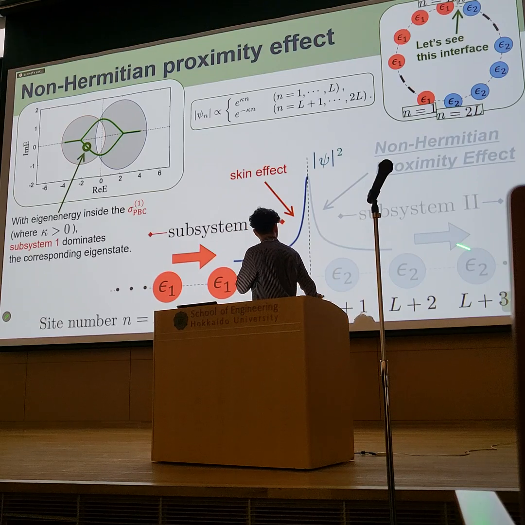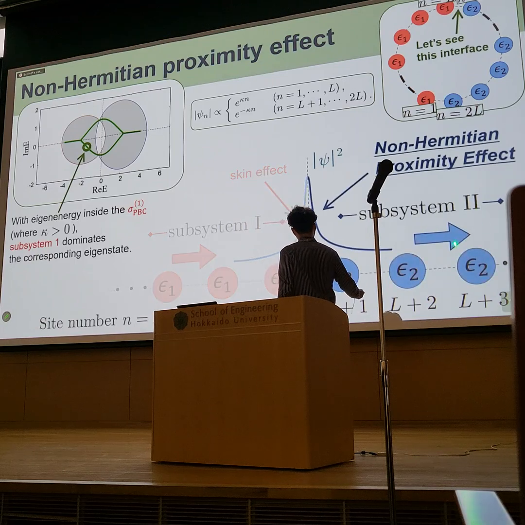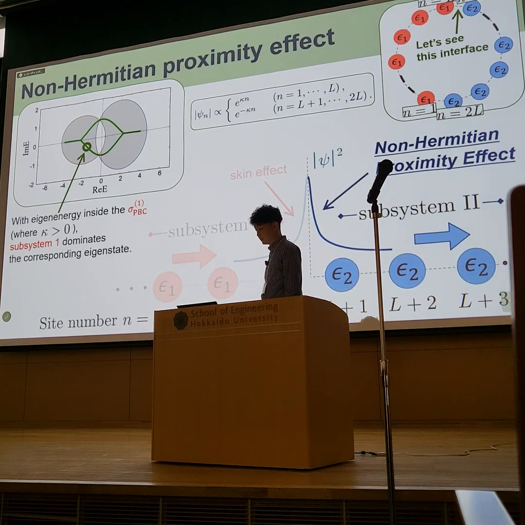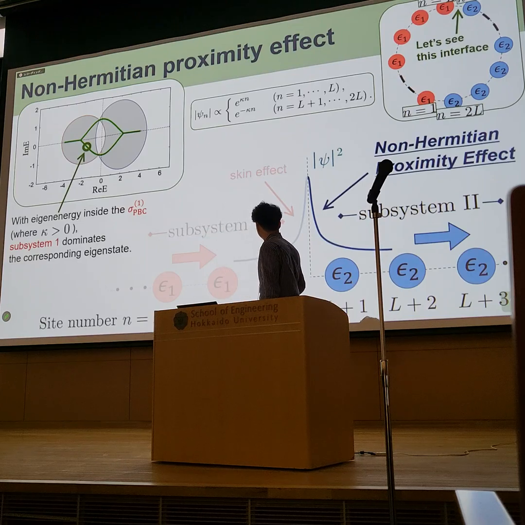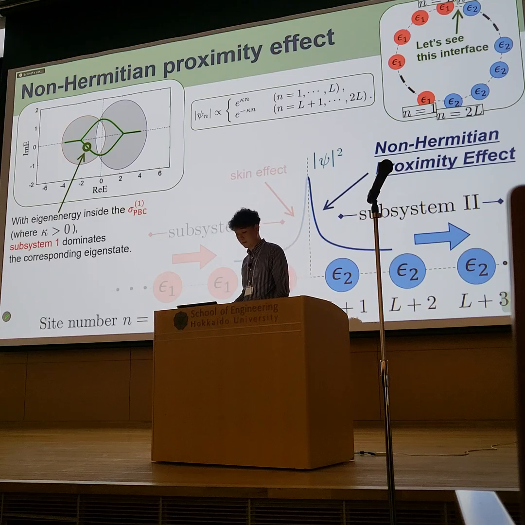And for the sites corresponding to subsystem 2, however, despite the direction of asymmetric hopping, the wave function is localized at the left edge. So we call this phenomenon the non-Hermitian proximity effect. To summarize, even if there are asymmetric hoppings in the same direction, the wave function of the junction system is localized at the interface.